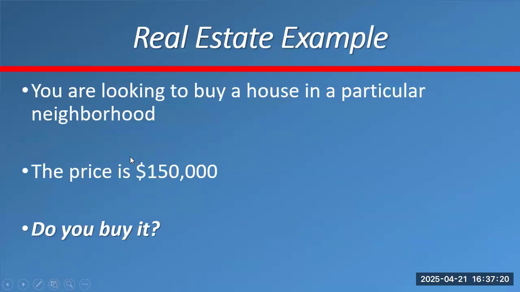All right, so let's look at real estate. So you're buying a house. It costs 150,000 bucks. That's all you know. You haven't seen the house, haven't visited it. You don't know what neighborhood it's in. Are you going to buy this house? 150 seems really cheap in this market, but is that enough information?